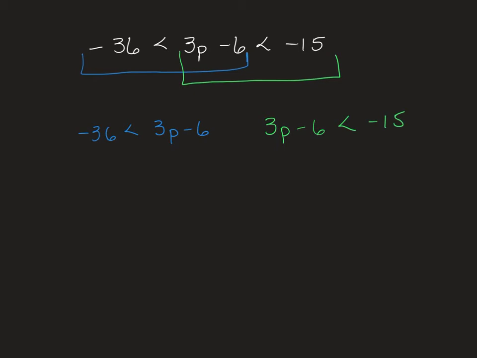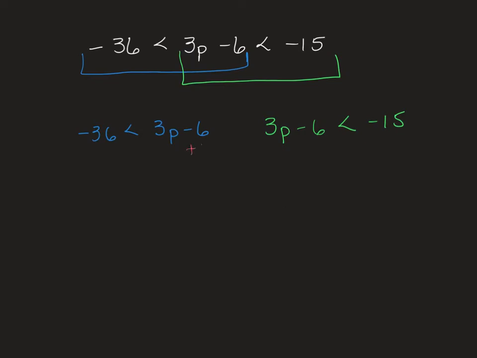So now you see I have two separate equations. I'm going to solve them separately. This time, though, I want to try to keep that variable in this middle section. So for the blue, I'm going to want to try to keep the variable on this side. And for the green, I'm going to want to keep the variable on this side.